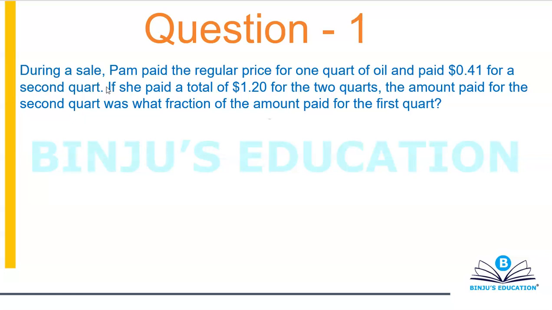Do I have some piece of information? Yes, I do. It says that for the first quart, let's say Pam paid X dollars. I do not know what exactly it is because it's not given to me, so I'm assuming it to be X dollars. And for the second quart, she paid $0.41.